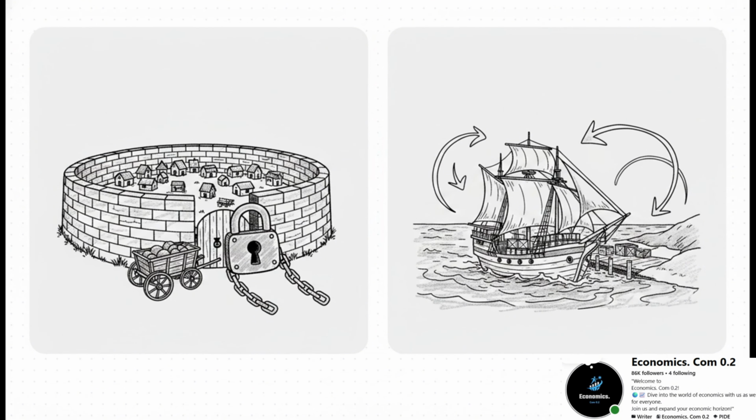Smith heavily criticized this. He argued that nations should act exactly like the workers in our pin factory. Under a free trade system, a country should just specialize in what it does best, its absolute advantage, and simply trade freely for everything else. Restricting trade, that really only raises prices and hurts your own citizens.